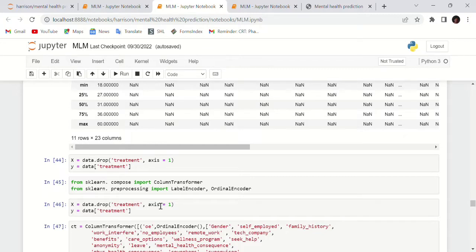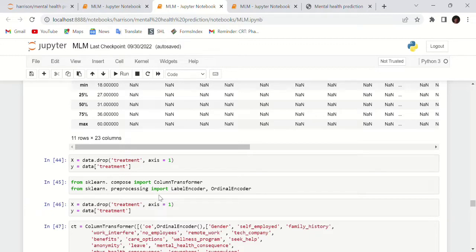There are multiple encoding techniques to convert the categorical columns into numerical columns. For this project, we'll be using ordinal encoding for our features and label encoding for our target. So for that we need to divide our data into features and target. Here X contains our features and Y contains our target.